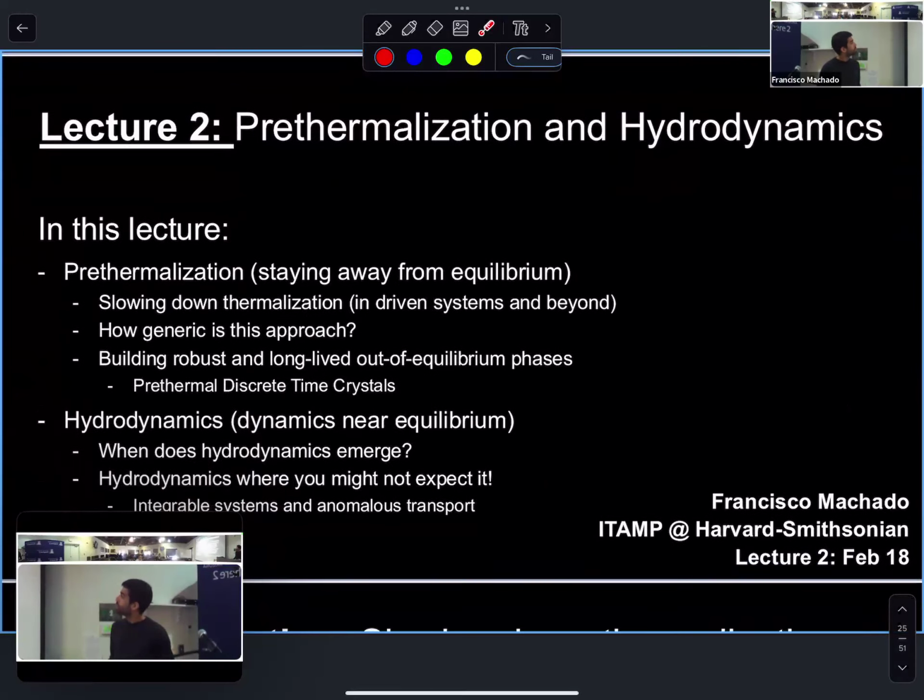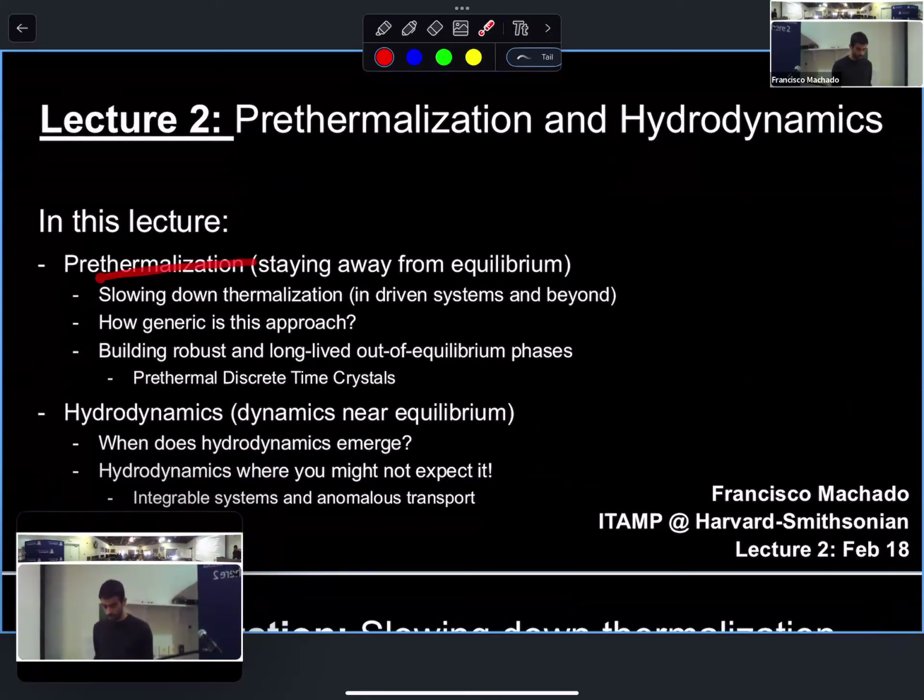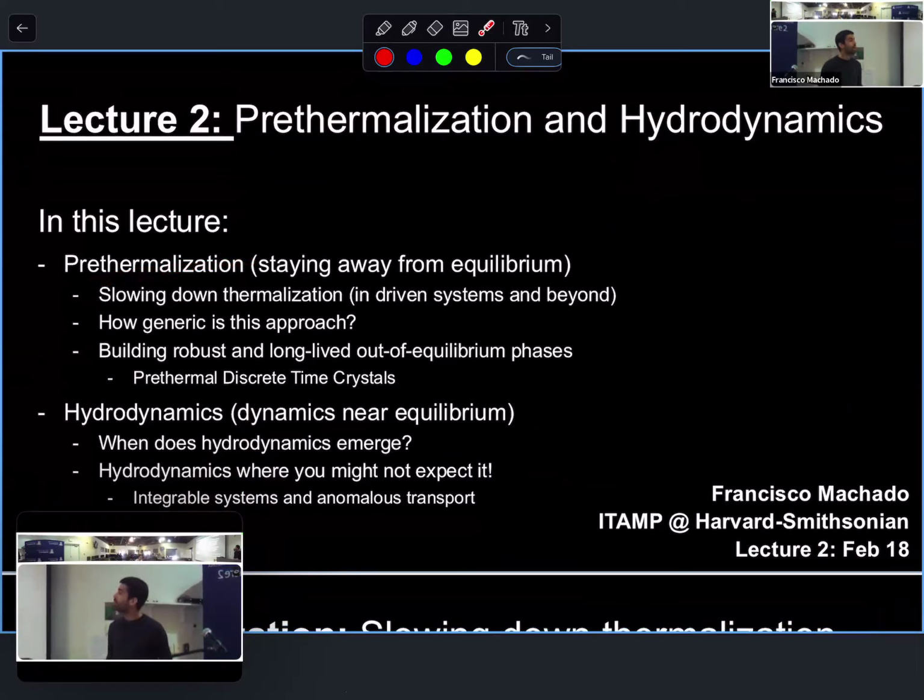So in this lecture, as I said, there's going to be two topics. One is going to be prethermalization. And I'll tell you how we can slow down thermalization by using a drive. I'll focus on driven systems, but allude to the fact that this is actually a generic feature. I will comment that this is an approach that we can use in all isolated quantum systems. And I'll build a new kind of discrete time crystal that is different from the one I presented before. And I'll make some comparisons and contrasts between the two.